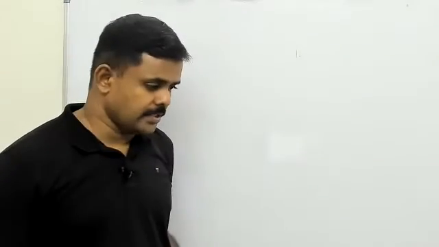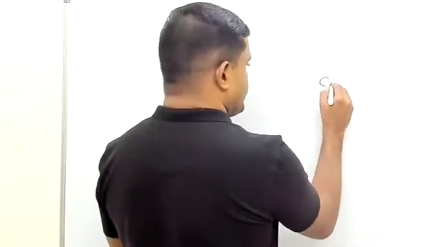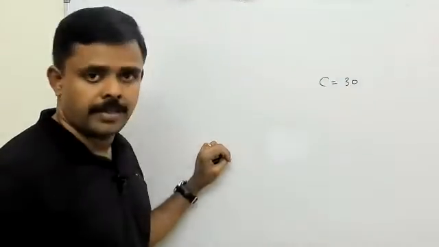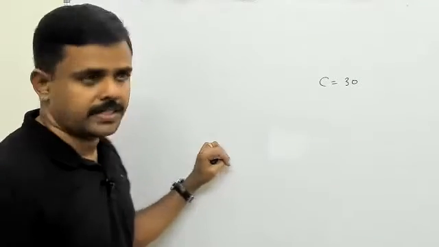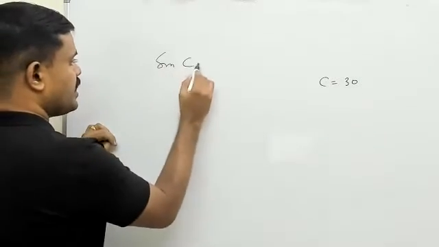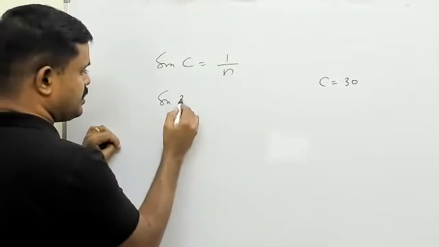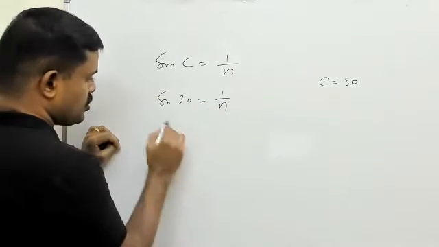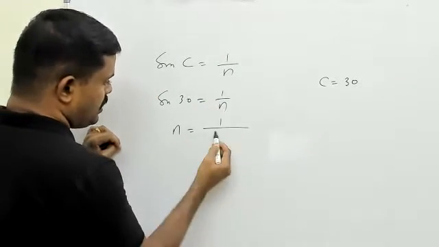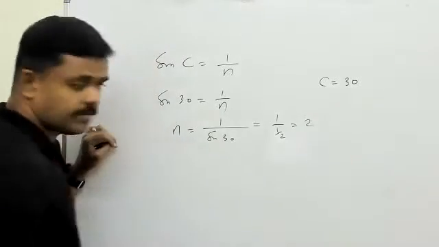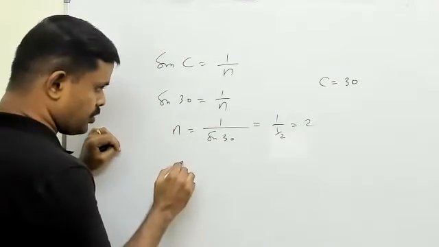Question number 3. If the critical angle for total internal reflection from a medium to vacuum is 30 degrees, find the velocity of light in the medium. The critical angle is given. The only relation involving critical angle is sin C is equal to 1 by n. So I can put it over here. Sin 30 is equal to 1 by n. So n is equal to 1 by sin 30, that is 1 by 1 by 2, which is equal to 2. So n is equal to 2.